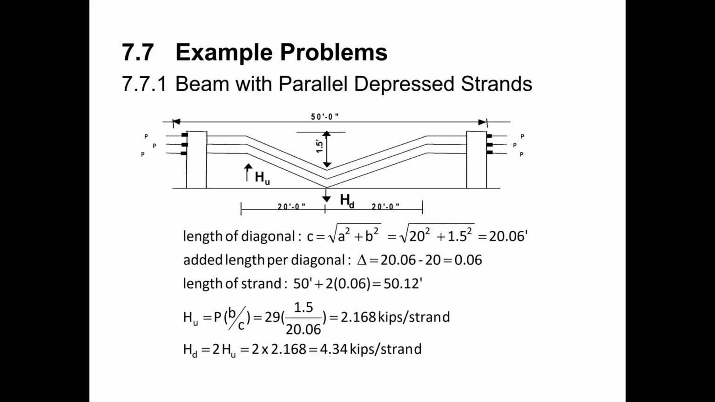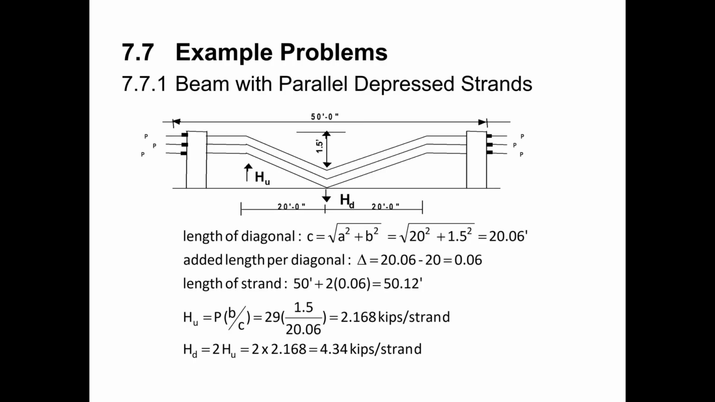Okay, so first thing we're going to do here is calculate C. C is the square root of A squared plus B squared. So A is 20 feet. B is 1.5 feet. So that gives us a diagonal length C of 20.06 feet. We don't really need it, but they're calculating it here anyway. The added length per diagonal is 0.06 feet. Again, we don't need that for the vertical force, but they went ahead and showed that calculation anyway.